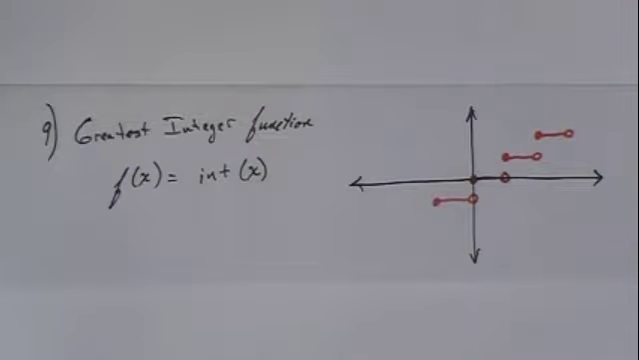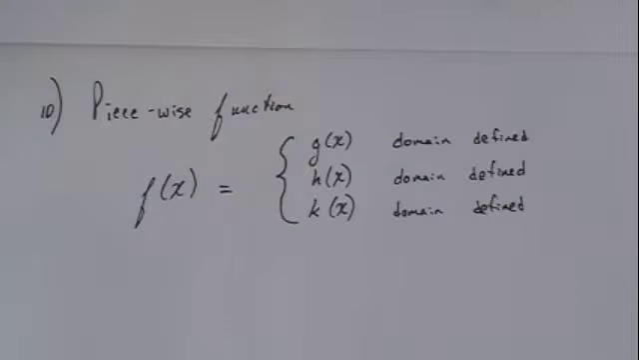Here we have the greatest integer function where f of x is equal to an integer, or rounding x. So you can see that our graph stays constant as we go, where we're rounding these values to the greatest integer. Our last function is a piecewise function. This would be a function in which we have f of x made by different functions where we define the domain of each of those.